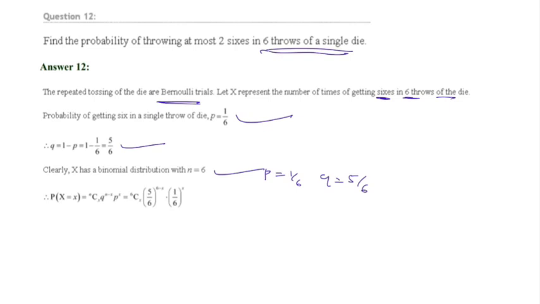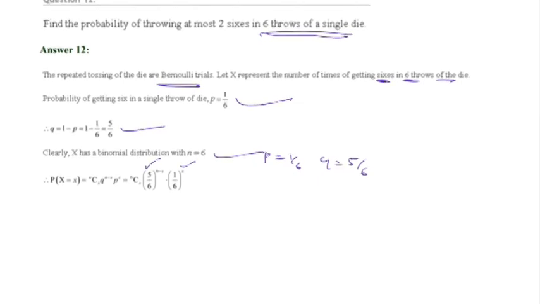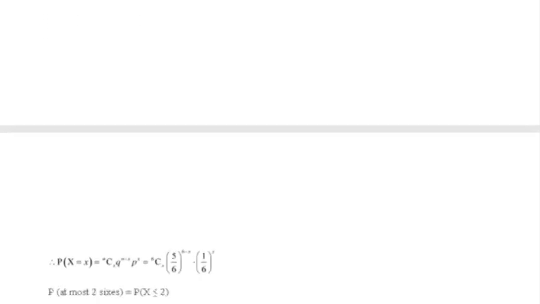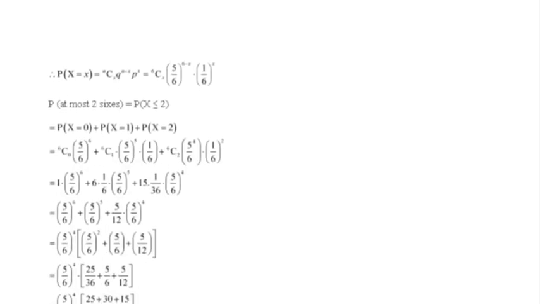So P of X is nCX, q to the power of n minus x, p to the power of x, already in the formula. 6CX, 5 by 6 is failure, 1 by 6 is success. So here nCX, q to the power of n minus x, p to the power of x, as it is. So at most 2 sixes means X is less than or equal to 2. Less than or equal to 2 means it is 0, 1 and 2. Values are 0, 1, 2, 3, 4, 5, 6. At most means less than or equal to 2. These three values we have to find here.